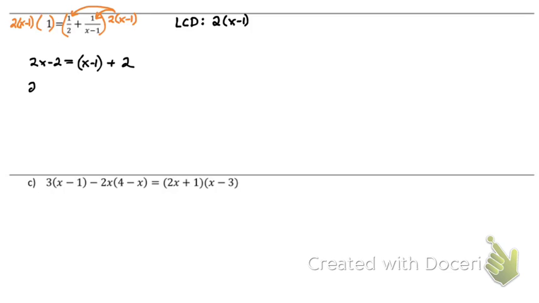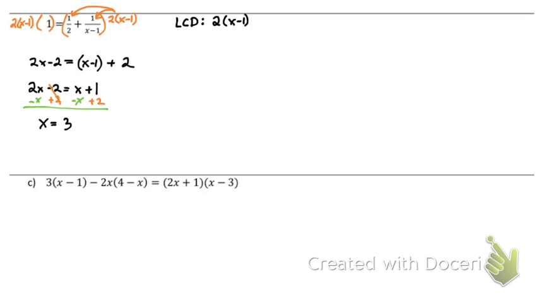Then we work our way down. We have 2x minus 2 equals x minus 2 plus 1 is going to be plus 1. Let's add 2 to both sides. And then I'm going to subtract that x from both sides. And we should be left with x equals 3.